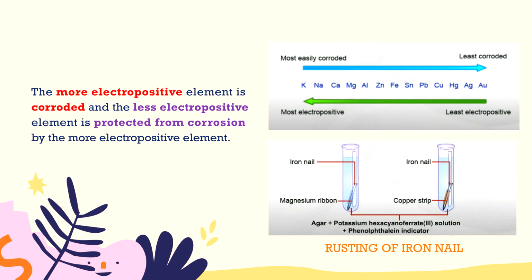From the first test tube, we can see that the iron nail is wrapped around by a magnesium ribbon. Based on the electropositivity diagram, we can identify that magnesium is more electropositive than iron, which is less electropositive. In this case, the magnesium ribbon will most probably experience the corrosion, and the iron nail is prevented from rusting.